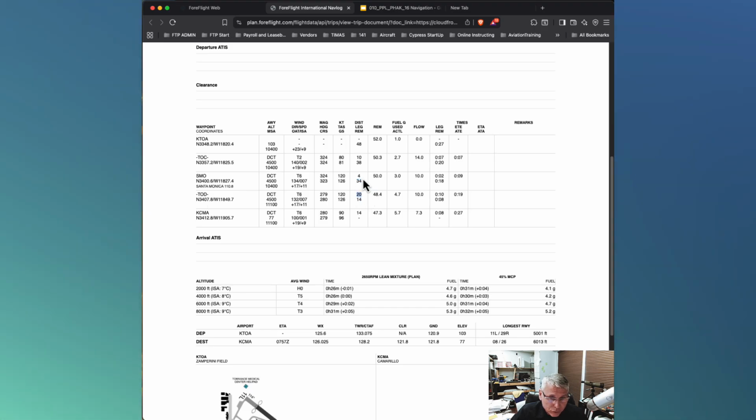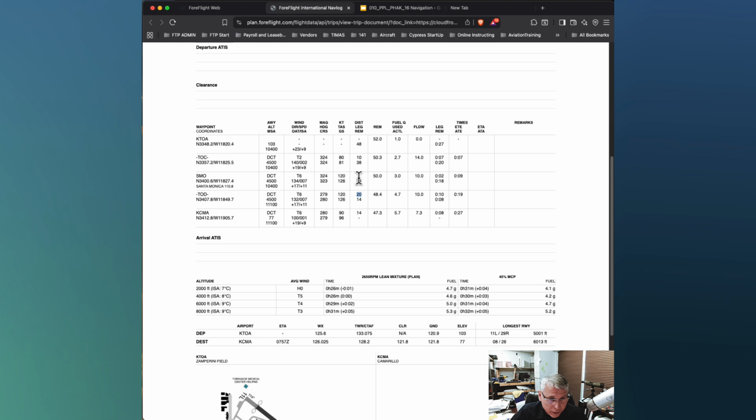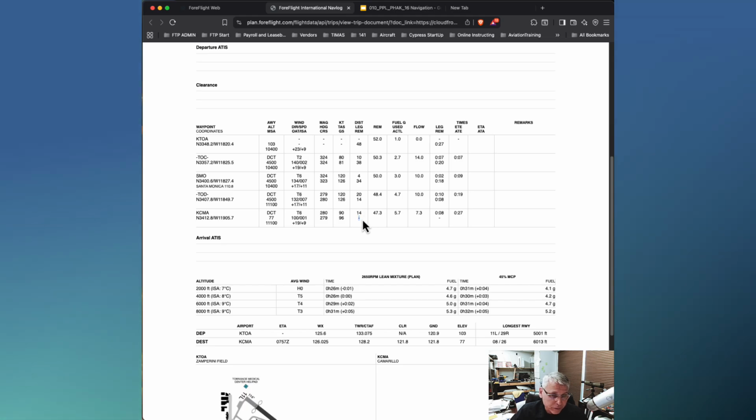So when I get to my top of descent, I'm 20 nautical miles into my flight from Santa Monica to top of descent. And then to my destination, what's left in this case, because this is the last leg, is 14 nautical miles. Then Camarillo, when I'm here, it's 14 nautical miles and I have nothing left because now I'm at my destination. I hope that made sense.